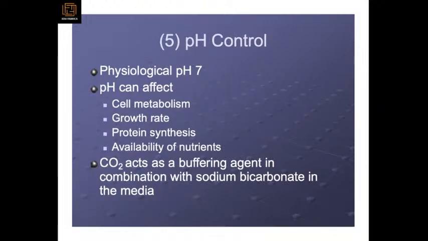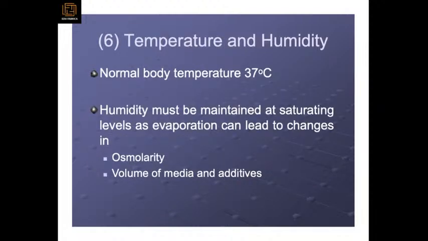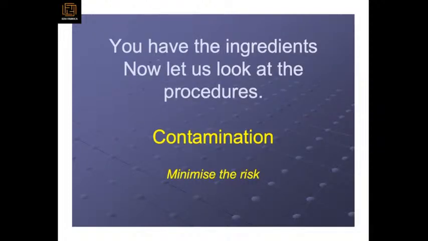pH has to be controlled around 7, because pH can affect the cell metabolism, growth rate, protein synthesis, and availability of nutrients. So many things are being controlled with that. Temperature and humidity: normal body temperature of around 37 degrees Celsius has to be maintained. And osmolarity and volume of media additives have to be taken care of also. And you have the ingredients.